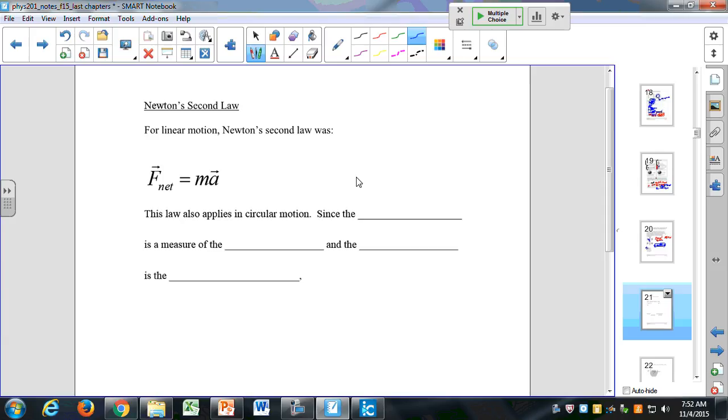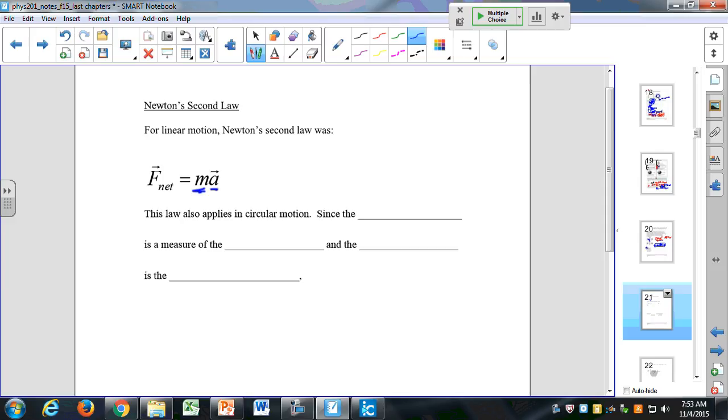So if you remember, Newton's second law was F equals ma. This law also applies in circular motion, where we're going to replace our inertia with something else and our acceleration with something else. So we're making this transition from linear motion to circular motion. Now remember, our analog to mass in circular motion is what?